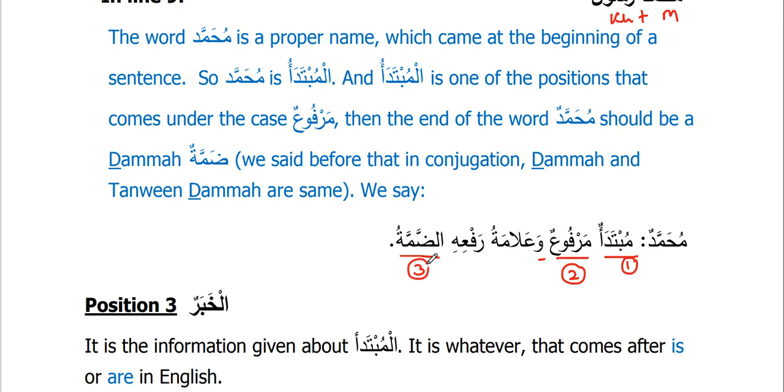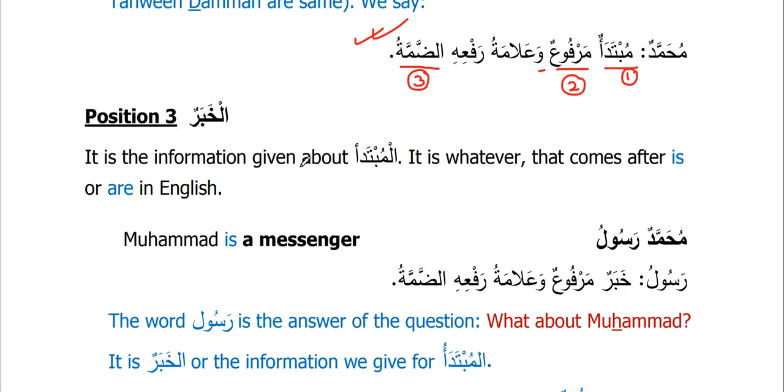So this sentence is being repeated. Only what is changed? The mubtada is changed, because now we are doing jumla ismiya, and in ismiya we have mubtada and khabar. So that's how you explain in Arabic. Then what about khabar? Okay, there is a similar example. We have mubtada, this is jumla ismiya, right? And we have our khabar.